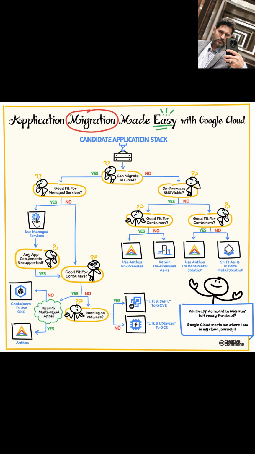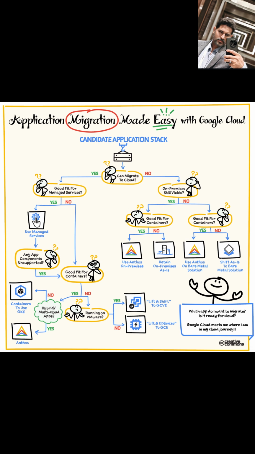Whether you had unsupported bits or managed services weren't ideal, the next big question is, is your application fundamentally a good fit for running in containers? If the answer here is yes, you've got some great choices. If you're thinking about a mix of cloud and on-premises, or even using multiple clouds, then Anthos is your friend. But if you're all in on Google Cloud for your containers, then containers to use GKE gives you a super scalable and managed environment.